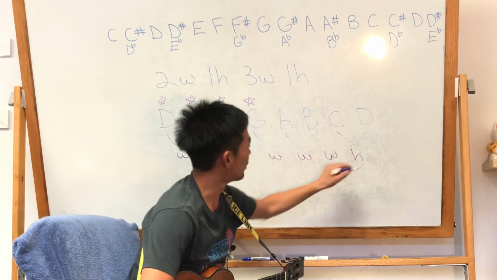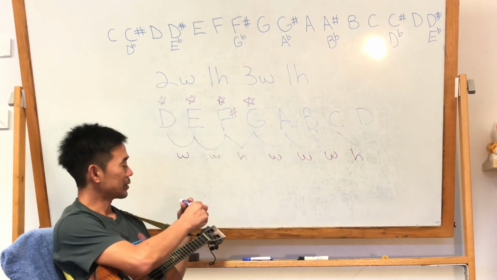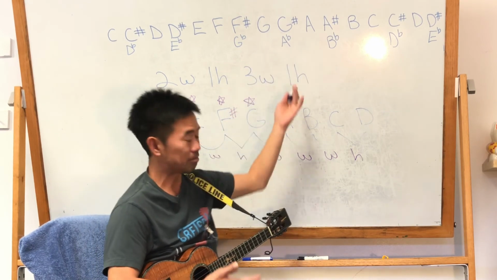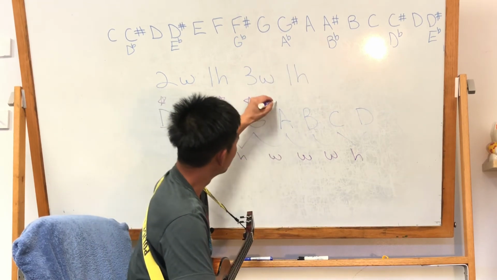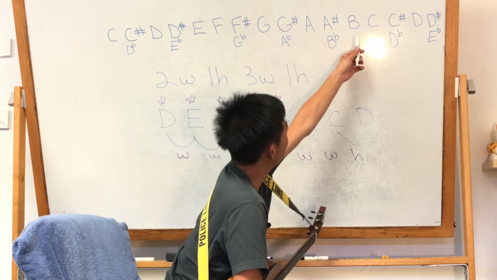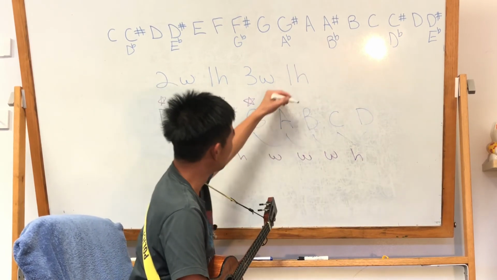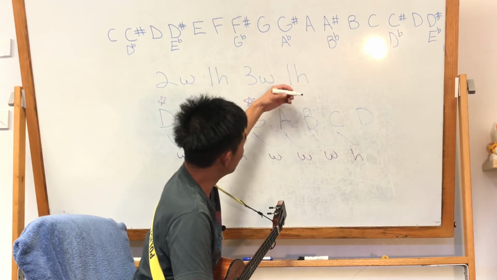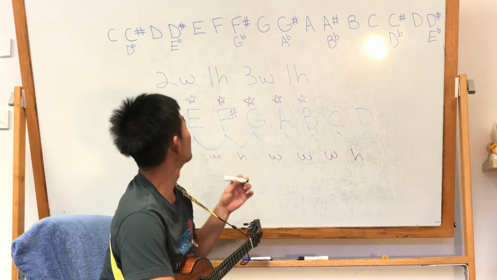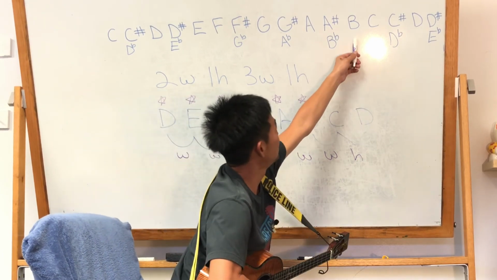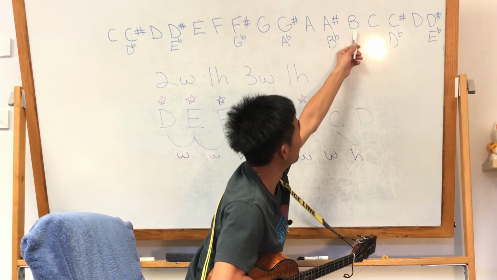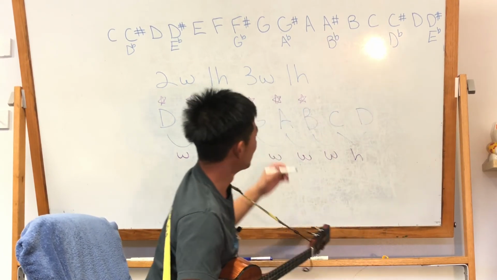Okay, so G to A, is that a whole step? G to A, true. A to B, is that a whole step? A to B, that's a whole step, true. B to C, is that a whole step? B to C is not a whole step. So now let's make it a whole step. B to C sharp is a whole step.